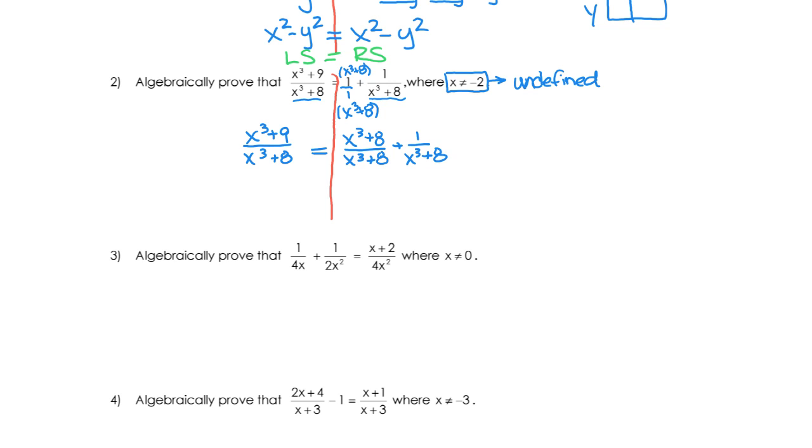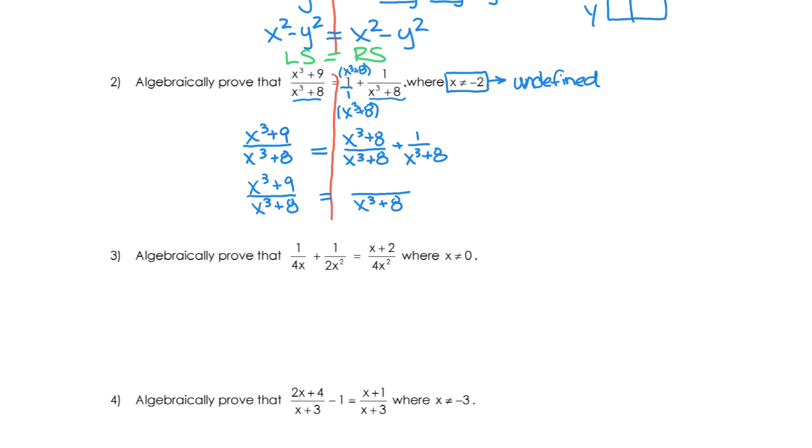And now that they have common denominators, those two fractions are going together. So this side's just going to drop down. So you see that I'm not tweaking this side at all, like I did the first time I did the first one. Okay, but now because these have common denominators, we're going to keep that common denominator of x cubed plus 8. And we're going to go ahead and combine the tops.